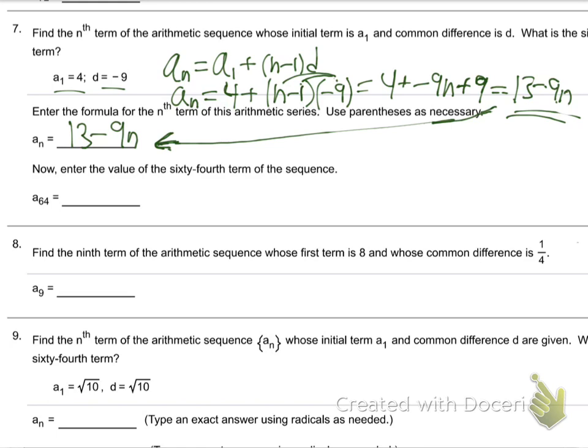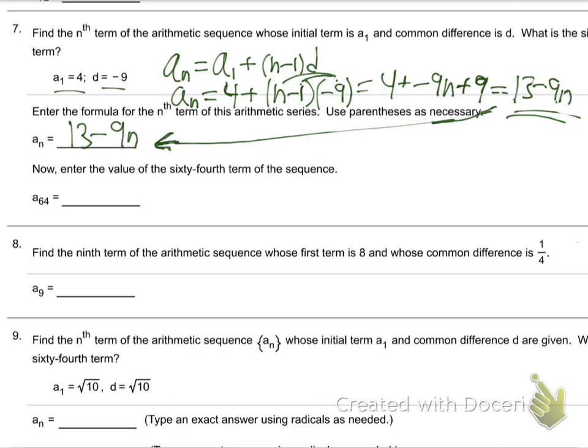Thirteen minus 9n. Now a sub. Becca, question? If it can be reduced, should you do that? Yeah. That can't, but the one you're doing can. Yeah, sure. So now they want us to find the 64th term.